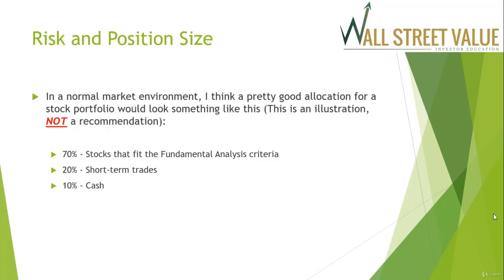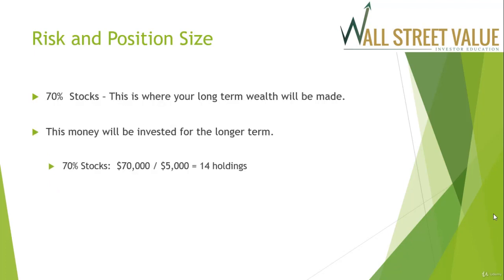In a normal market environment, I think a pretty good allocation for a stock portfolio would look something like this. And please note, this is just an illustration. This is not a recommendation, so don't go out there and completely change your portfolio to fit this. This is an illustration. 70% of stocks that fit the fundamental analysis criteria, 20% should be allocated into short-term trades, and then 10% is going to sit in cash while we wait for other opportunities to use that.